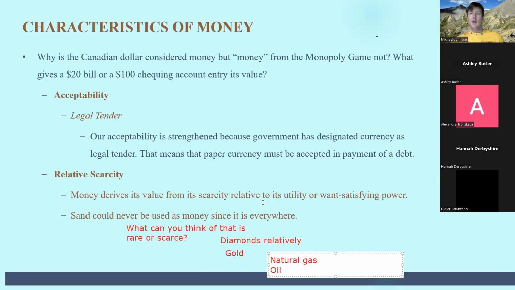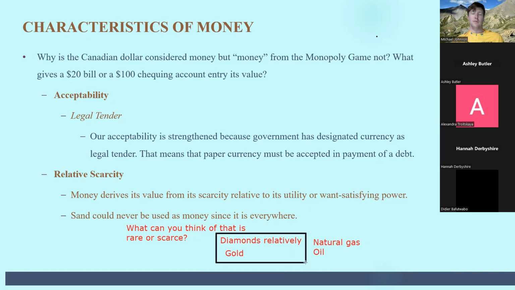Yeah. So any of these could be currency potentially. But I would say diamonds and gold would probably be good types of currency, things you could exchange, because of the handling, like you can store these pretty easily. Oil and natural gas, not so much.